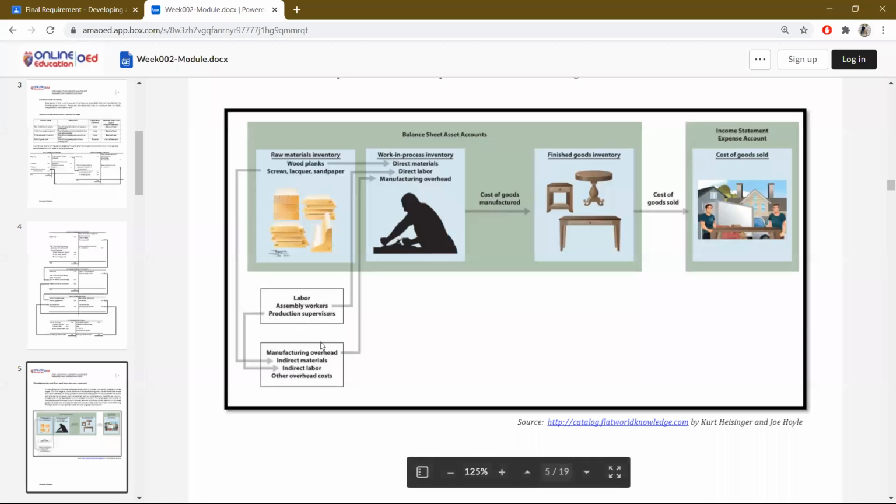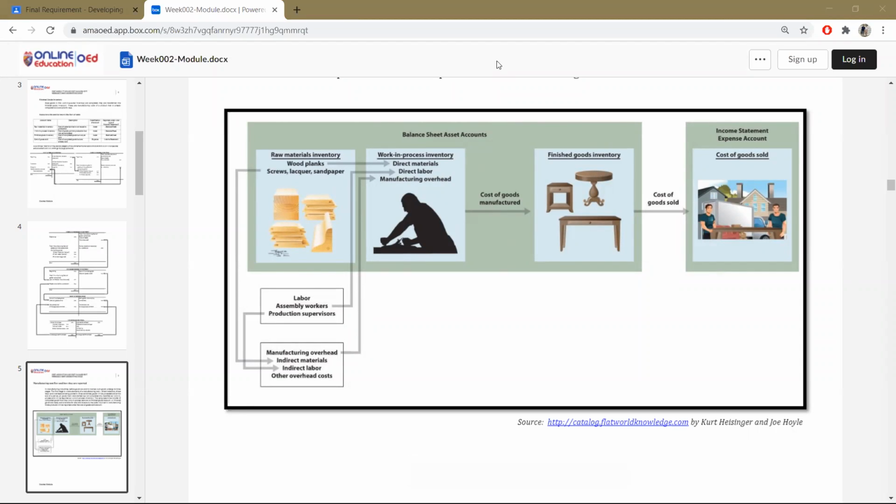Production supervisors. And then lastly is the manufacturing overhead. Manufacturing overhead includes indirect materials, indirect labor, and other overhead costs such as electricity, utilities expense, and what else? Factory rental, of course, is also part of other overhead costs. Okay. And then it is combined in the work in process inventory and converted into the final product, which is the finished goods.